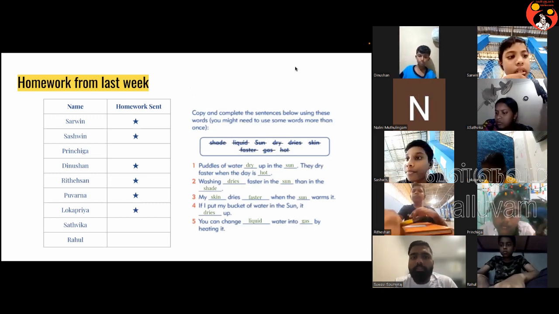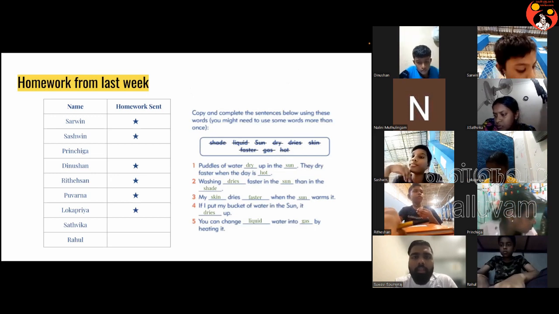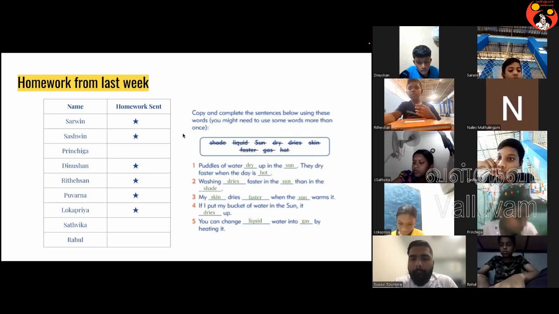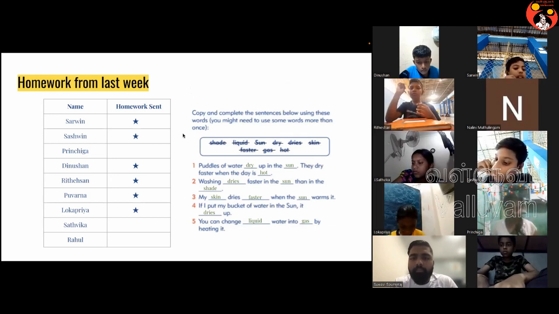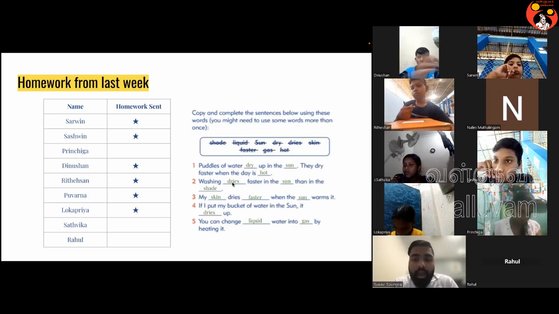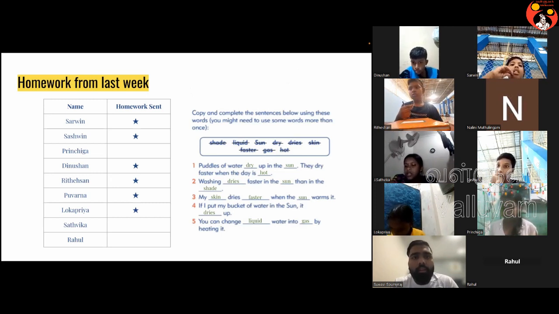Dinishan. Give me 1 sec, Sashwin. Sorry. Sarwin, did you have something? Yes, I have only one. The second one, washing dries faster in the sun than in the shade. I have to put dry, sir. Okay. So you put dry in after washing? Yes, sir. Okay. And do you understand why it's dries versus dry? Or do you want me to explain that one? No. Can you explain that to me, sir?